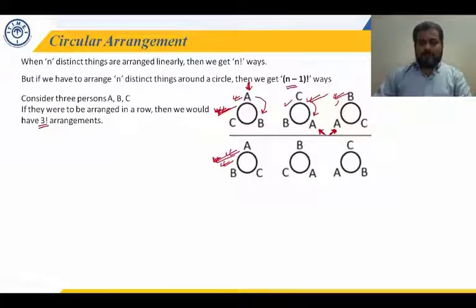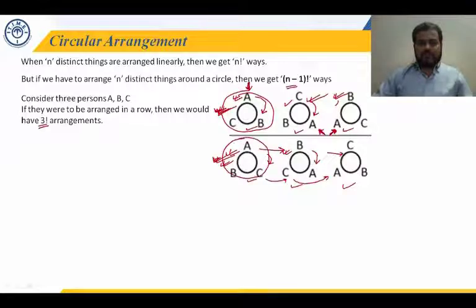Fine. But again, these 3 arrangements are the same, because this arrangement can be obtained from this just by rotation of 120 degree clockwise, and if you rotate this further by 120 degree clockwise, you will get this arrangement. So these 3 arrangements are all same, and these 3 arrangements are all same, but these 2 arrangements are different. So how many different arrangements do we have? Only 2 here. Okay, fine.